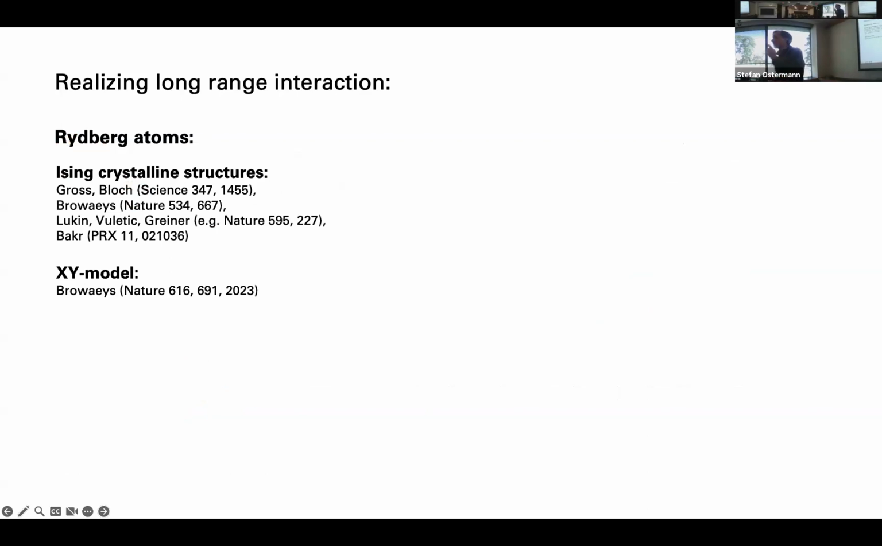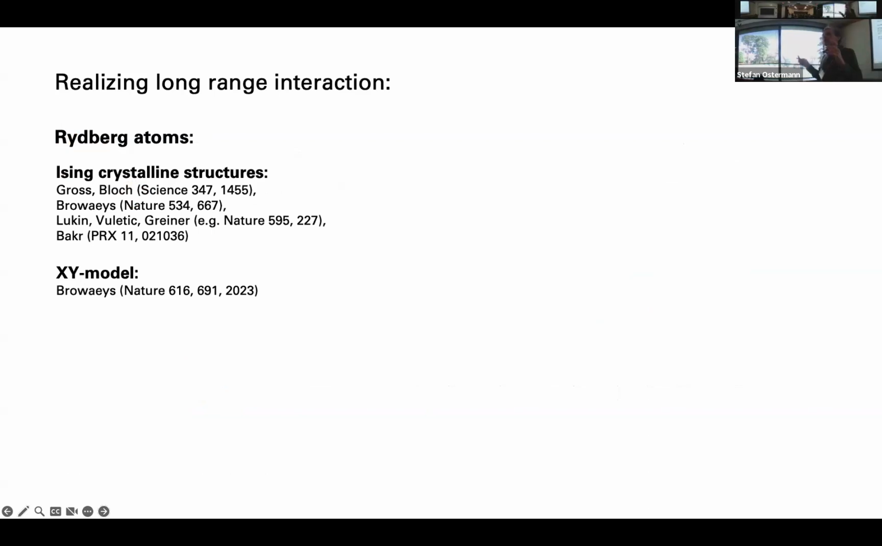Well, what else can we do? Rydberg atoms, as you all know, there are a lot of exciting things going on in spin or spin-like systems, on Ising-type systems, or recently also the XY model. We also have anisotropic interaction, for example, if you create superpositions between S and P-wave Rydberg states and things like that. So there are a lot of exciting things going on in the spin sector.